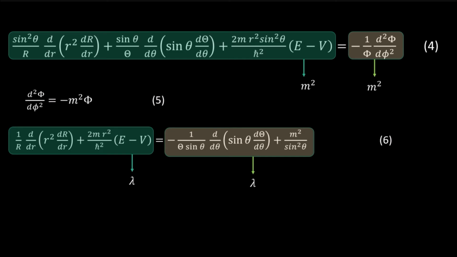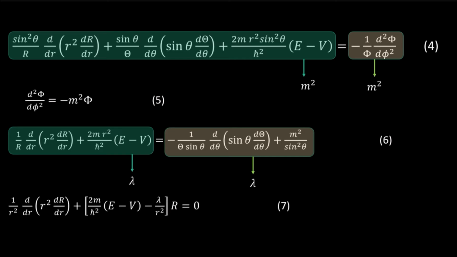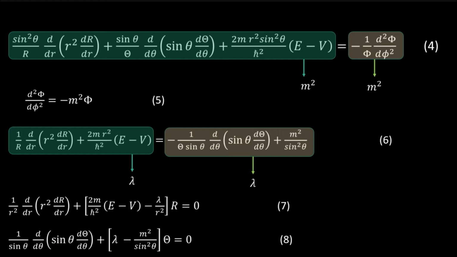Thus we get two more equations: 1 by r squared d by dr of r squared dR by dr, plus 2m by h cross squared times (E minus V) minus lambda by r squared, times R, is equal to 0, and 1 by sin theta d by d theta of sin theta times d Theta by d theta, plus lambda minus m squared by sin squared theta, times Theta, equal to 0.